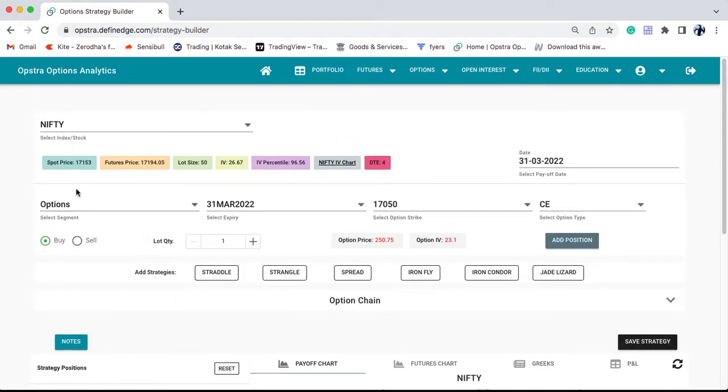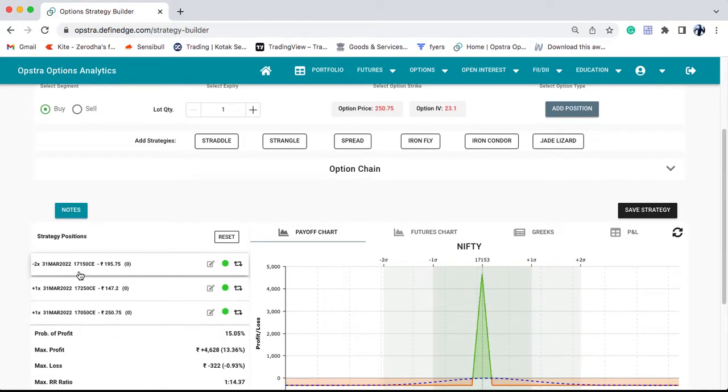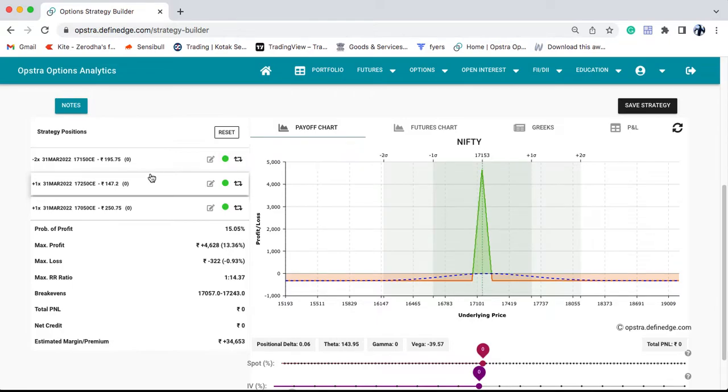See here, 17,150 is the current price, the market is at 17,150, the at the money price. So you'll have to sell 2 at the money call options, and you have to buy 1 out of the money call option and 1 in the money call option. I have explained what at the money, in the money, out of the money call or put options are in my previous videos. You can go and watch if you are not sure what OTM, ATM or ITM options are.